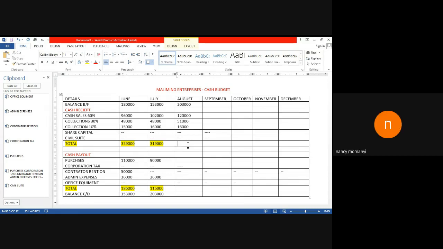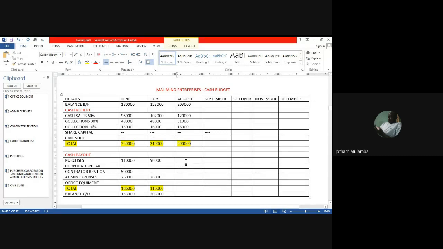Is the first in August the cash sales of 60%? Is it 120 or 12,000? It's 120. So how much is the total? 390,000. So, and then we go now to cash payout.